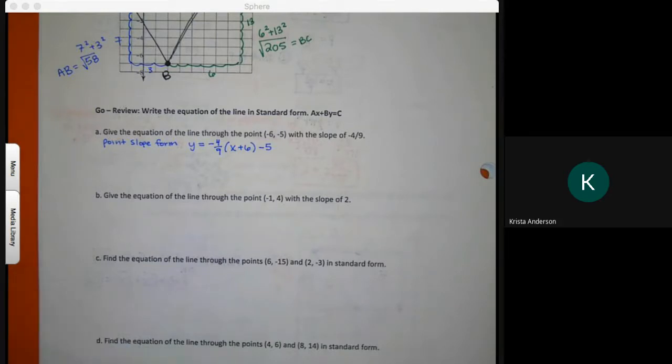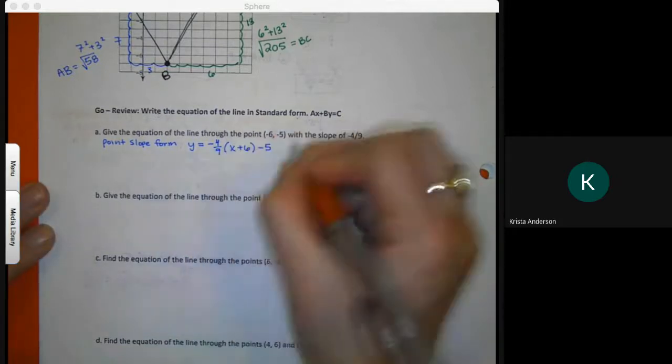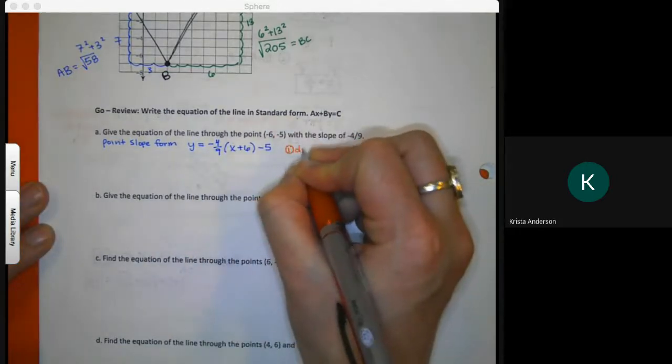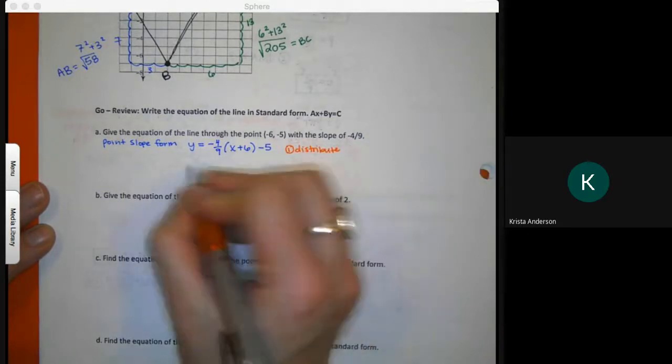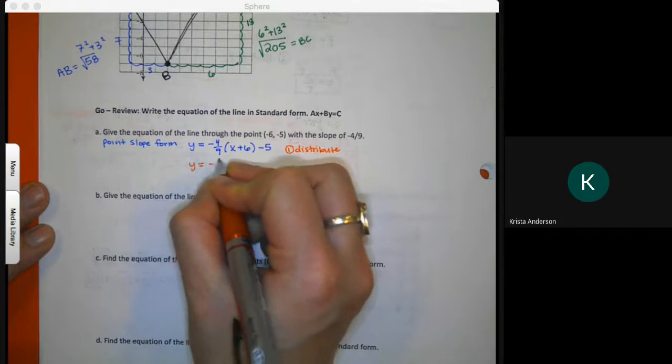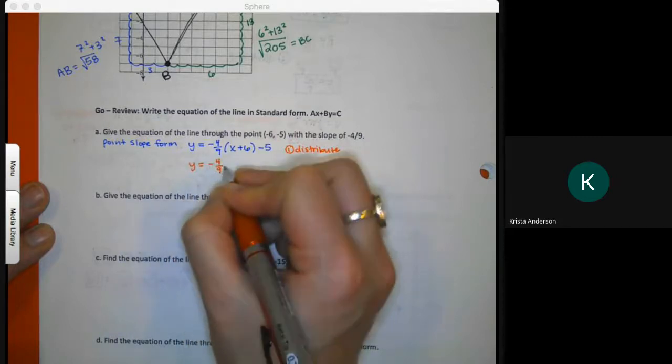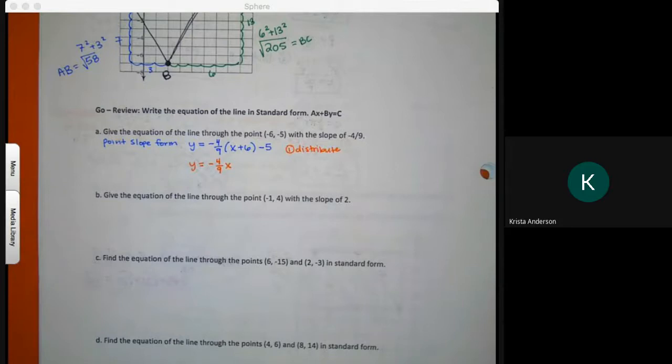Now, if I want to manipulate the form of this equation, I first want to get rid of parentheses. That means I will distribute, and you may want to use a calculator when you have a fraction. You do not have to use a calculator, but some of you might want to. When I distribute, I get y equals negative 4 over 9 x, because it'll just stick onto the x.